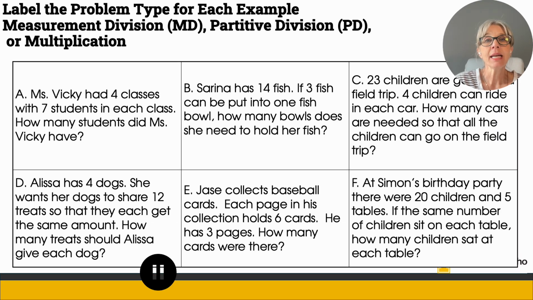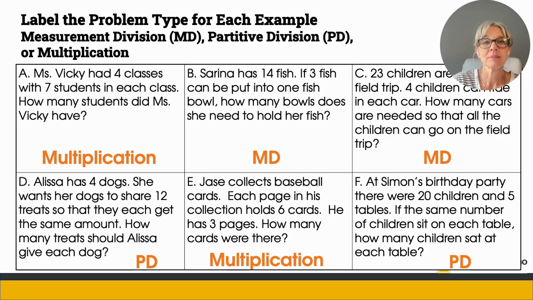Take a moment to read through each problem and identify them as either measurement division, partitive division, or multiplication. You can check your answer when you hit play, but hit pause and do it. How did you do? Can you explain the difference between measurement and partitive division?